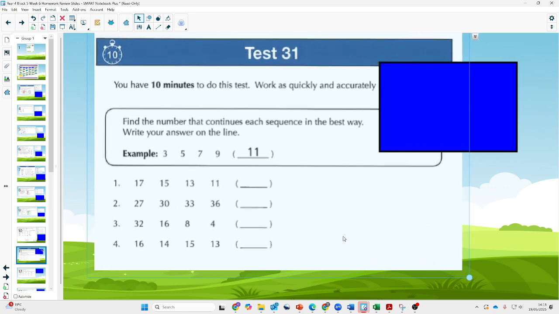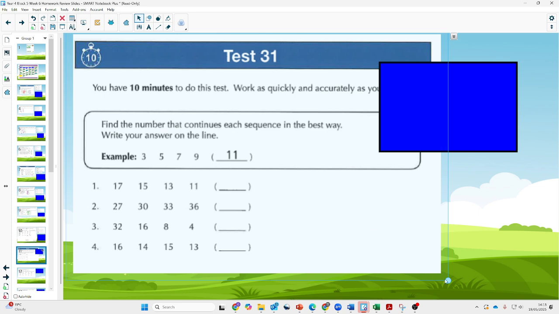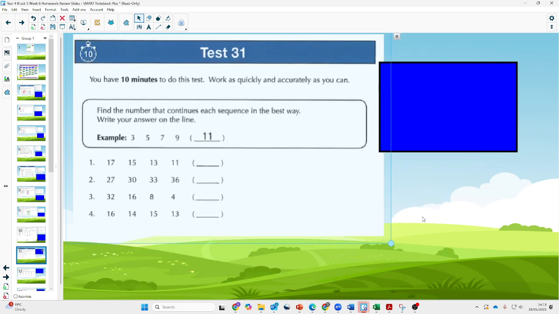Now, test 31 actually starts with a set of number sequences, and it's important to remember with number sequences that sometimes if it doesn't reveal a pattern, maybe it's a special number. So we're just going to have a little look at what we need to do here. Now, you can see first of all, of course, it's decreasing, and by how much? So it's decreasing by 2 each time. I'm just going to write that above just so I can be clear about the pattern. So I then get to 11, take away 2, and I get 9.